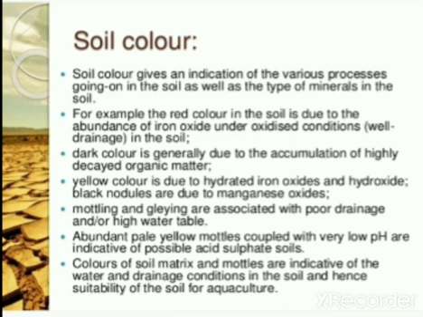Mottling or gleying are associated with poor drainage and a high water table. Abundant pale yellow mottles coupled with a very high pH are indicative of possible acid sulphate soils. Color of soil matrix and mottles are indicative of the water and drainage conditions in the soil and hence suitability of the soil for aquaculture.